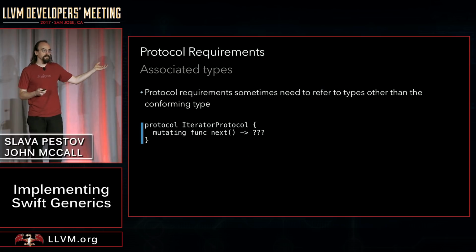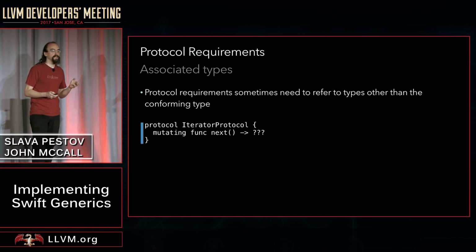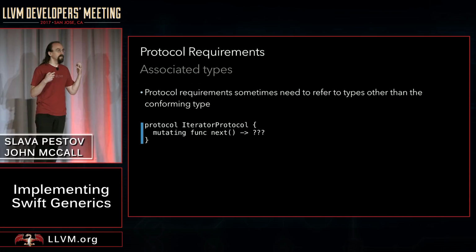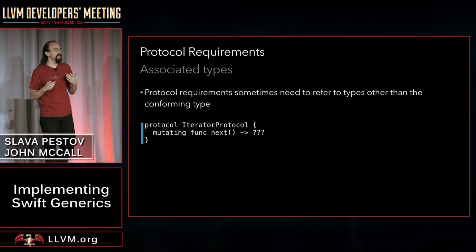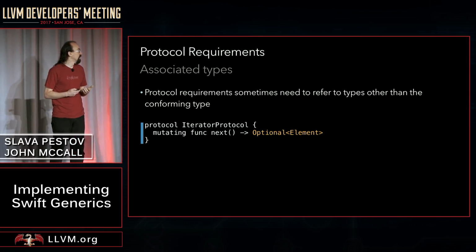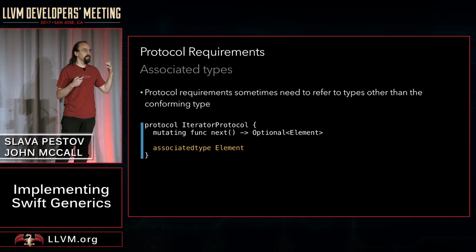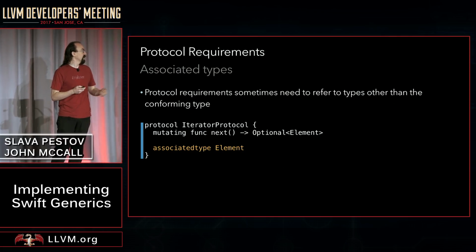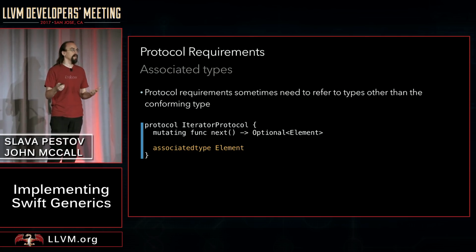But it has to return some sort of type, and the type that it returns is going to be specific to the collection. So that's what we call an associated type requirement, in which you simply declare the associated type like this, and now you can use that type within the requirement signatures within the protocol.